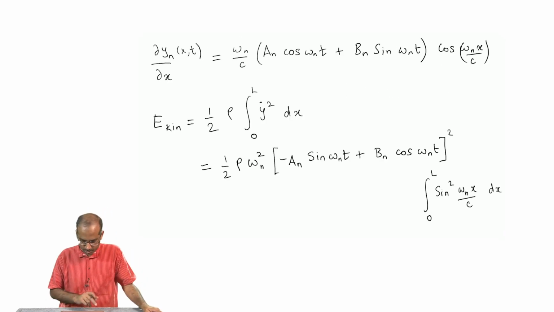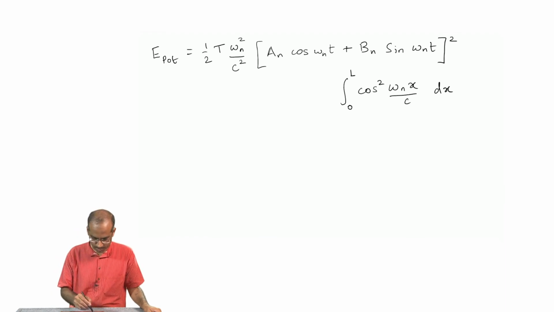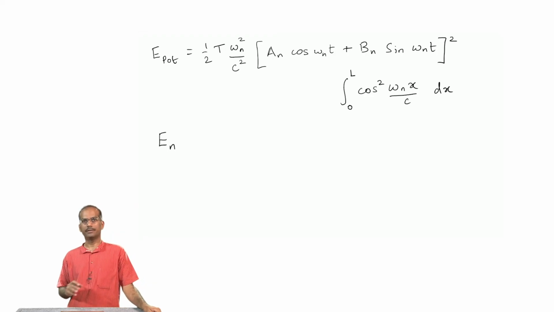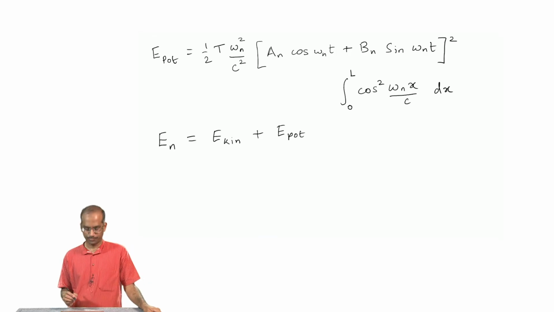Now we have these two expressions. These are simple integrals to do. I urge you to do it, plug in the answer, and you should be able to finally get this expression. Let me indicate by E n the total energy, that is the energy in the nth normal mode. That will be the sum of kinetic and potential energies.